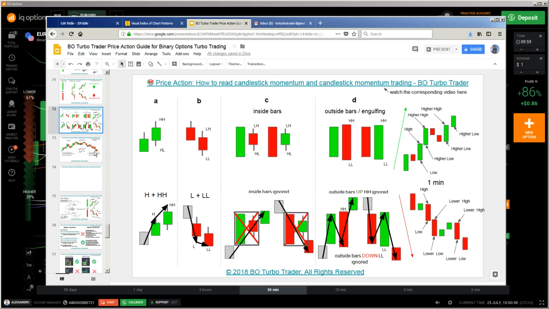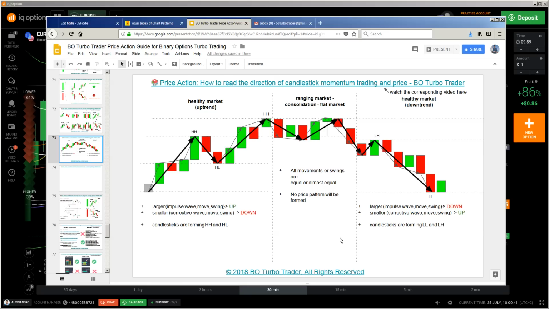And after this, watch also this video where I have explained how to read the direction of the candlestick momentum, trading, and price. I have pimped this also a little bit after that to make it much clearer, also inspired by one of my Facebook group members.